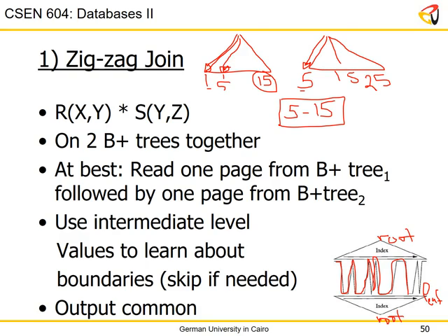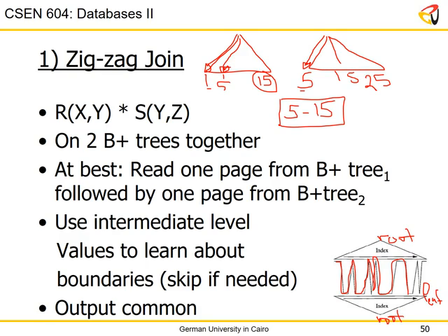A database engine would do a zigzag join if you have created, or it decides to create, two B plus trees to answer a join query. The example we're looking at here is two relations R and S again, and the common column is Y. The database engine will create an index on R.Y, a B plus tree on R.Y, and create another B plus tree, a separate one, on S.Y.